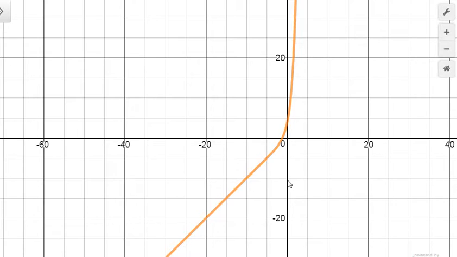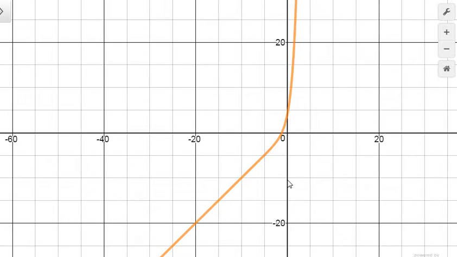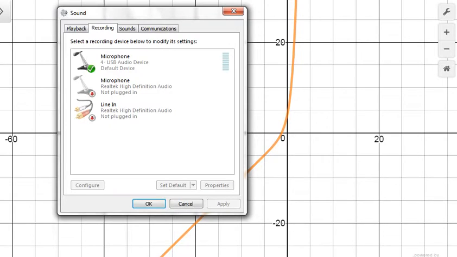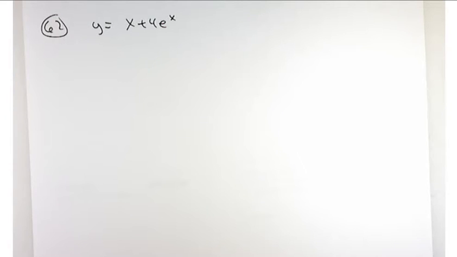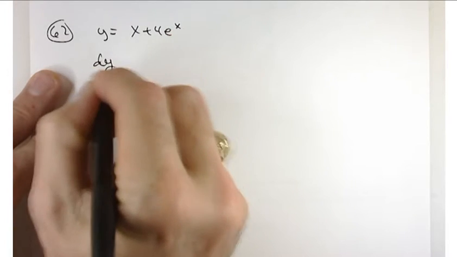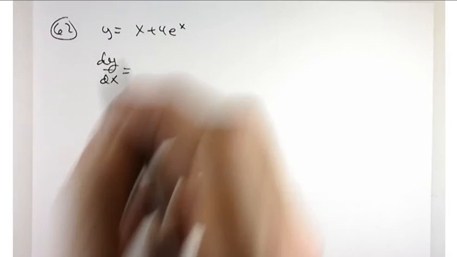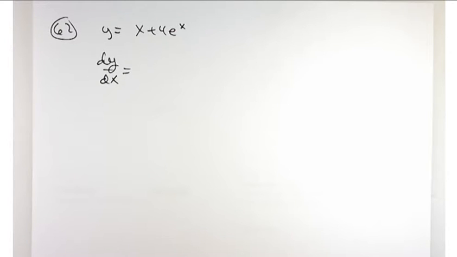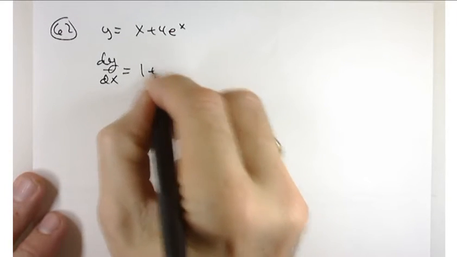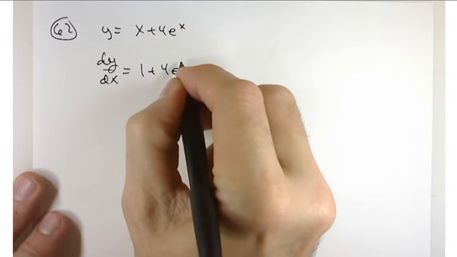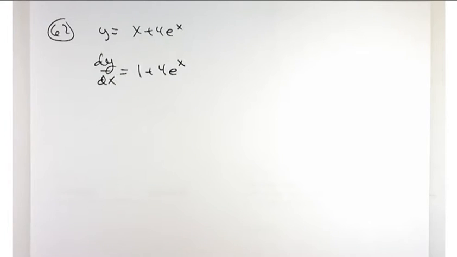Didn't you say e to the x is special? Like that's going to become e to the x minus 1? No, the derivative of e to the x is going to be e to the x. Oh, it's just e to the x. Yes. Okay, so let's look back here at the function. dy by dx. Natasha, what's dy by dx going to be, please? 1 plus 4e to the x. Good.